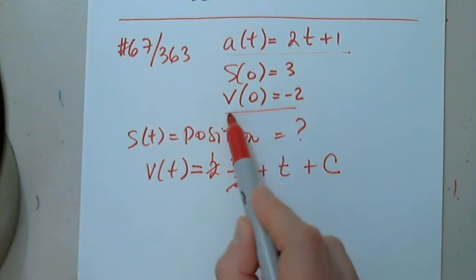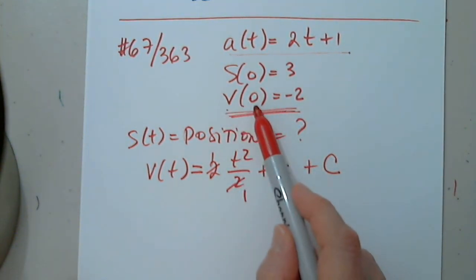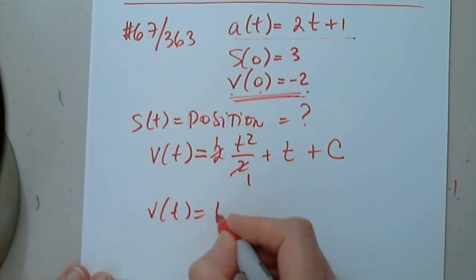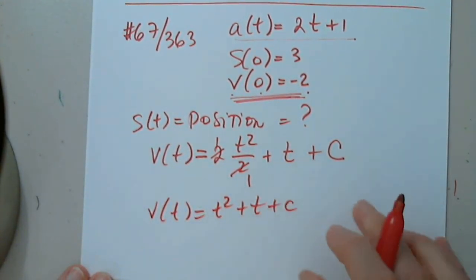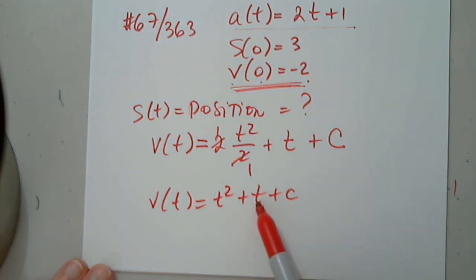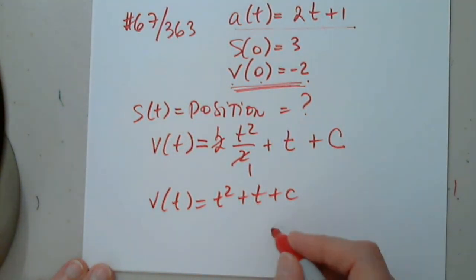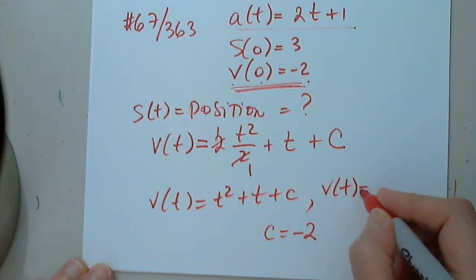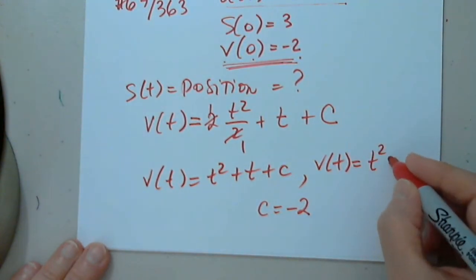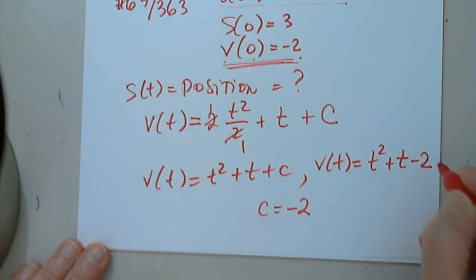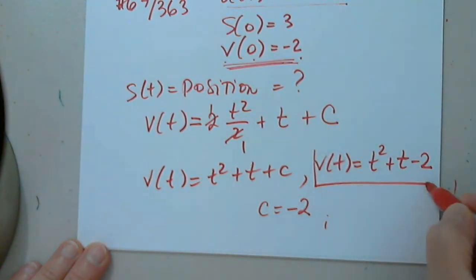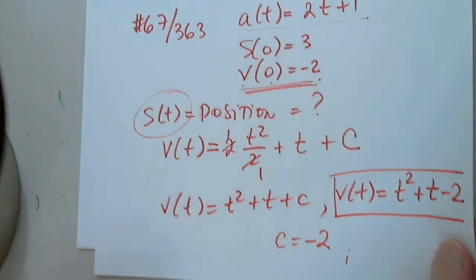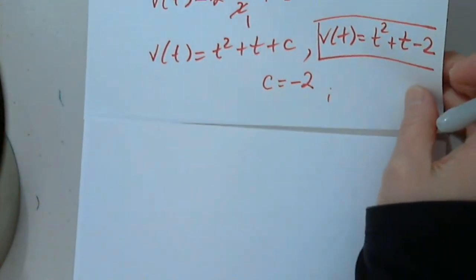We are told this time v at 0 is -2. So again, v of t is t squared over 2 plus t plus c. V of 0: 0 plus 0 plus c equals -2. So then I know that the velocity function is a unique function, t squared over 2 plus t minus 2. So we determine the velocity. And now we want to find the distance, the position formula.